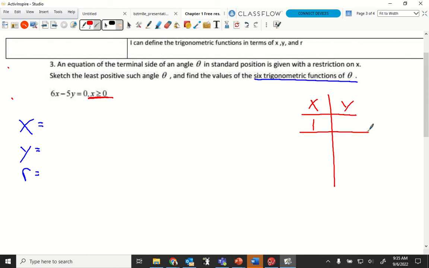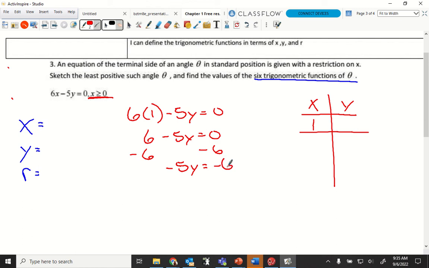So I'm plugging in 1 for my x. So it's going to be 6 times 1 minus 5y equals 0. 6 times 1 is 6, right? 6 minus 5y equals 0. What am I doing with that 6 right there? You're going to subtract it, get it on the other side. Yes, minus 6 from both sides. So negative 5y equals negative 6. And to get y by itself, divide by negative 5. So y is positive 6/5.